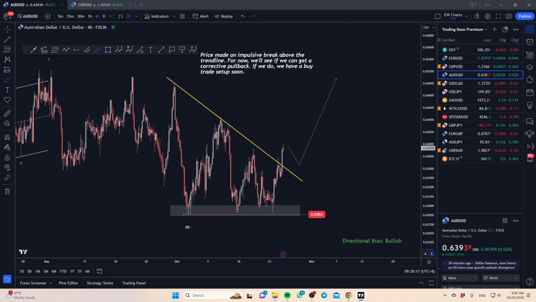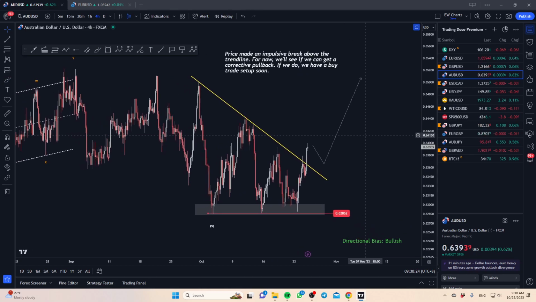Now Aussie dollar had a pretty impulsive break above this trend line, right? So of course we're not going to be looking at the sell right now, but I think it's a little bit too early to commit to the buy. I want to still see that corrective pullback before committing to the buy trade. Okay, so that corrective pullback may develop by the end of this week or even perhaps going into next. So this may take a little bit of a while, but if you can get that, obviously that's going to build up into a buy trade opportunity.